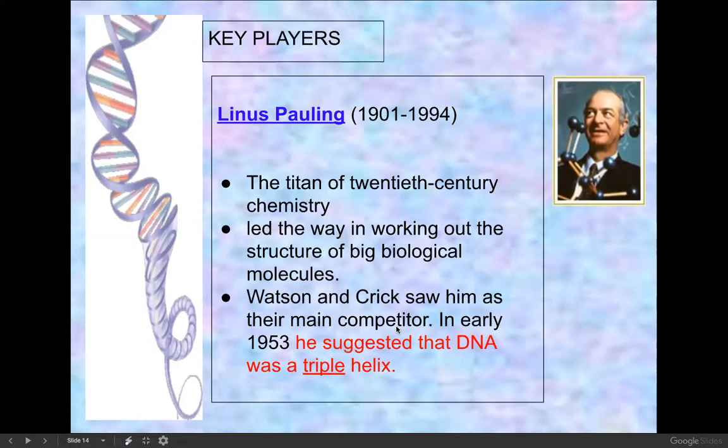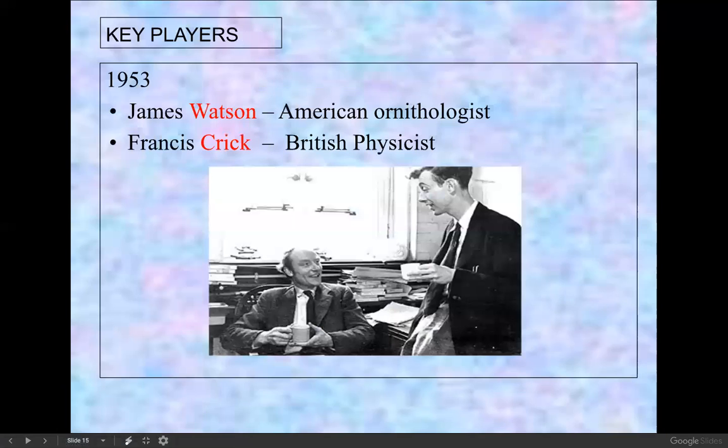And then finally, we have Linus Pauling, a 20th century chemist who led the way in working out the structure of big biological molecules. He was a competitor to Watson and Crick, and he initially thought that DNA was a triple helix rather than what we'll see here that Watson and Crick figured out. And that really worried Watson and Crick because it was a race to figure out the structure.